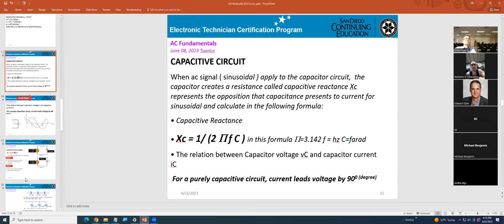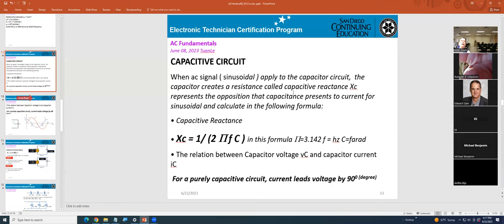When an AC signal, sinusoidal, is applied to the capacitor circuit, the capacitor creates a resistance called capacitive reactance, XC, representing the opposition that capacitance presents to current for a sinusoidal signal, calculated with the following formula. Now, when you connect a capacitor in the AC circuitry, the capacitor creates resistance. However, they don't call it resistance. They call it capacitive reactance.